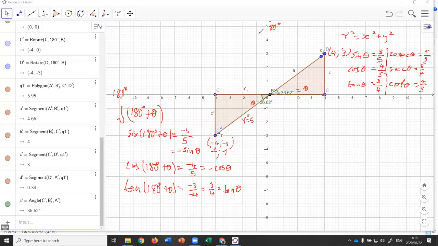So something quite interesting to note, folks, is that in the case of 90, sine was actually changing to cosine. Remember that? We had sine of 90 plus theta in the previous video, and this changed to cosine theta. And the cosine of 90 plus theta previously changed to minus sine theta. So what's going on here?